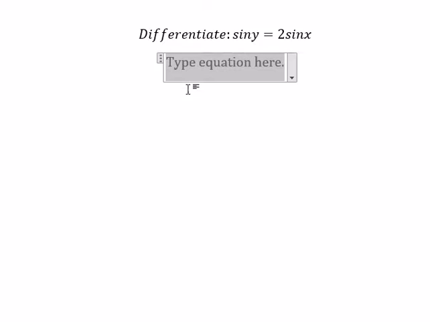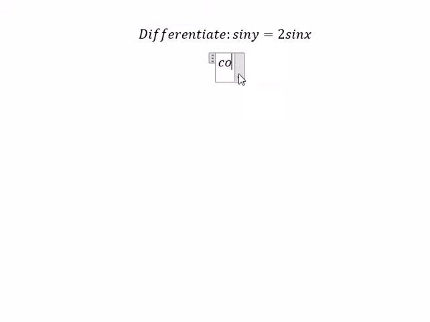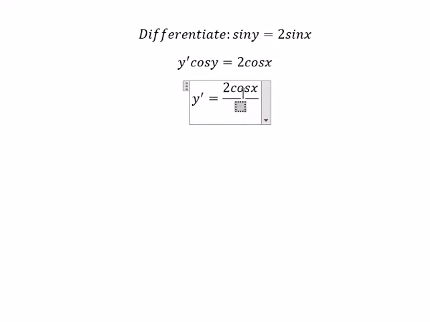If we do differentiation of sine y, you get cosine y, and we have the first derivative of y in here. Next, if we do the first derivative of 2 sine x, you get 2 cosine x. After that, we divide both sides by cosine y, and you will get 2 cosine x over cosine y.